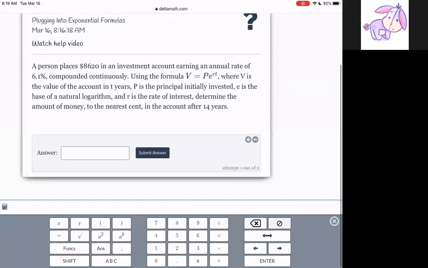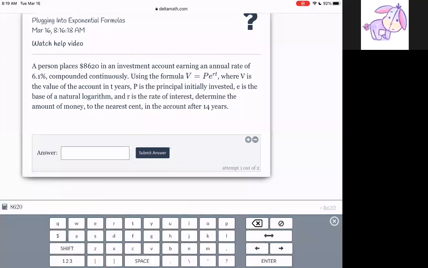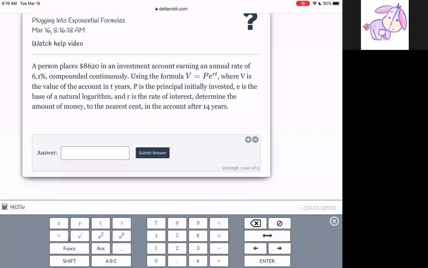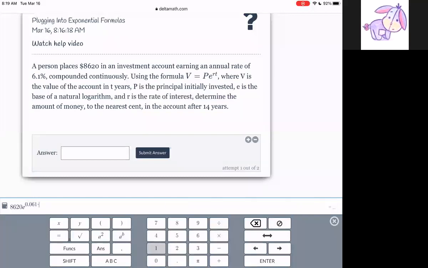Clear that one. We have 8620. That's P, E. You can just type it on your keyboard with the letter E. You don't have to use this keyboard on that calculator. Okay, to the power of R times T.